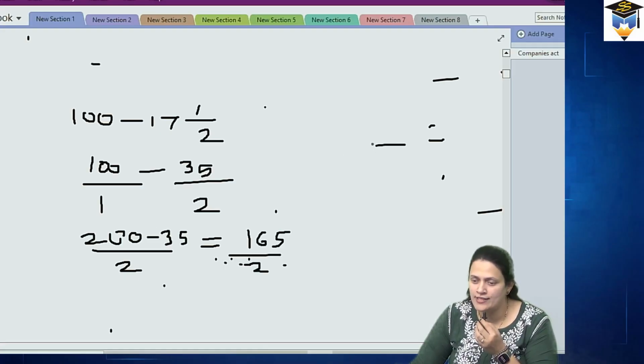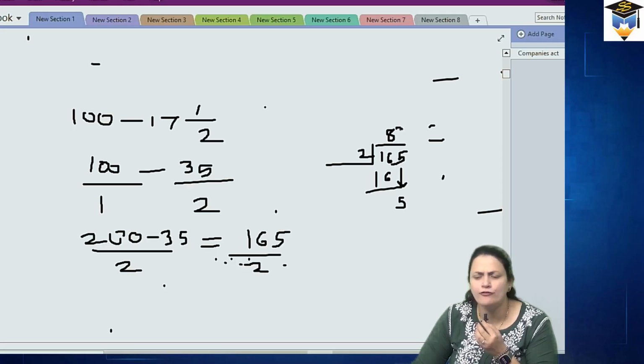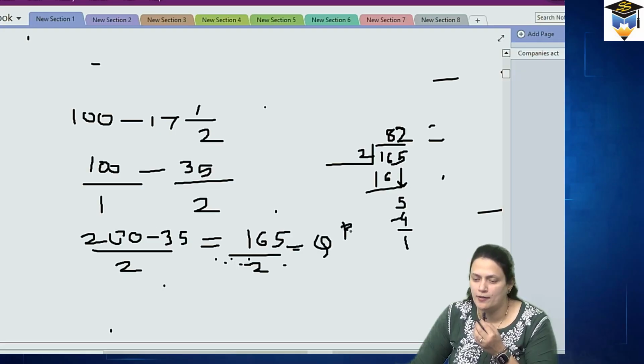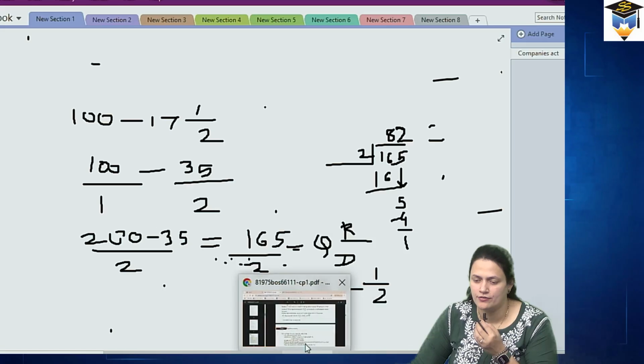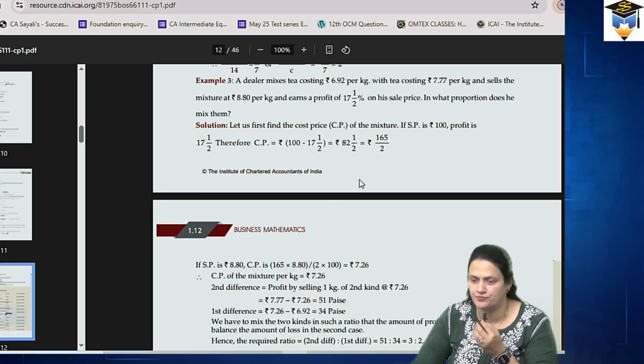You have to divide 165 by 2. So आपण लिहिताना कसं लिहितो? Quotient remainder upon divisor. So that is 82 integer 1 upon 2. Correct? So they have done the same thing over here. Correct?